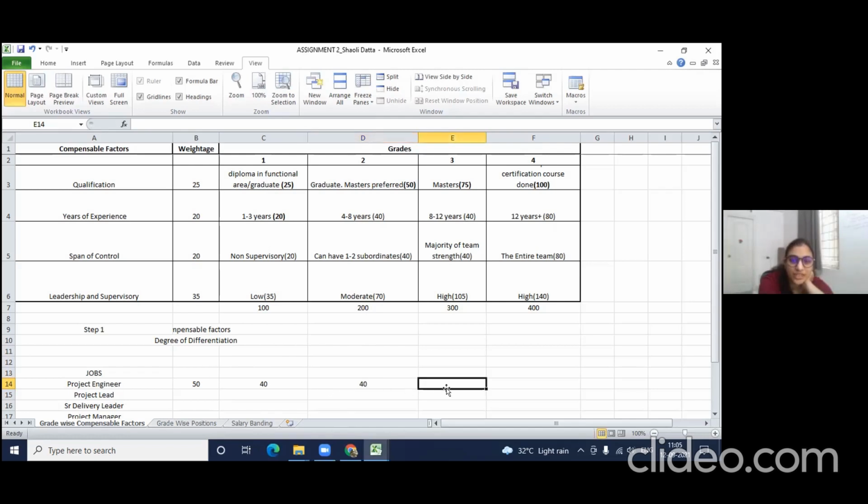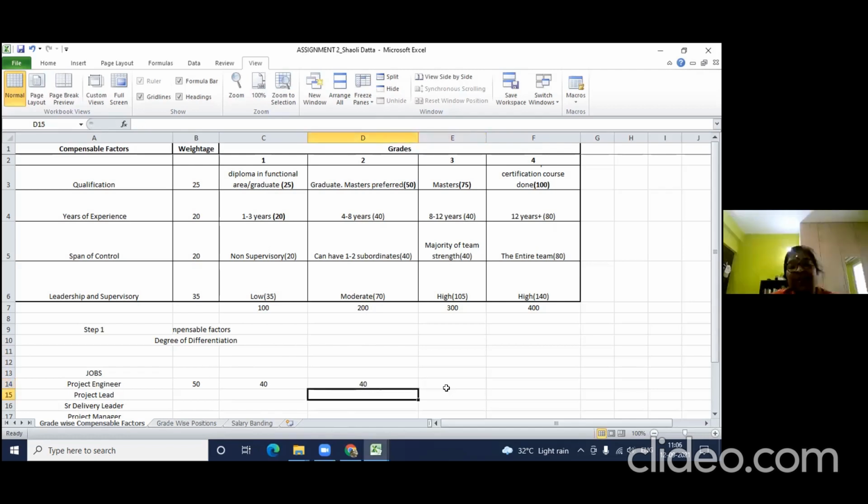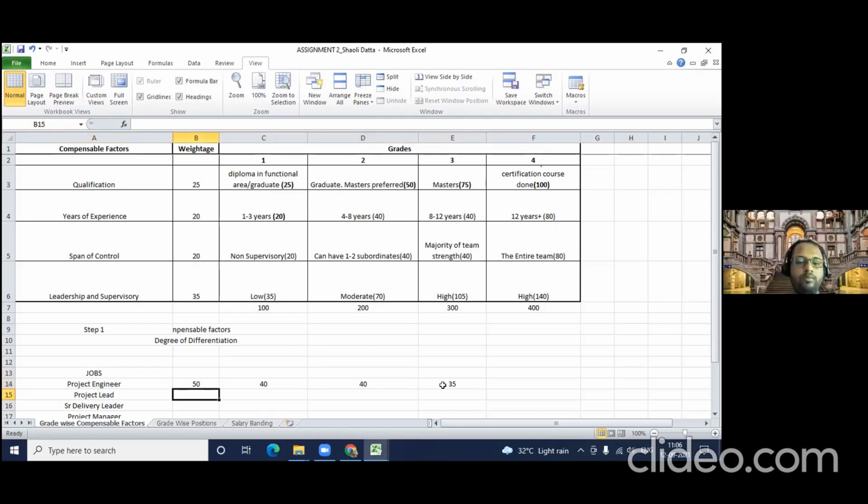Since you have done this, you can also put those compensable factor titles there, right? It will become easier for you all to understand. Project lead would be on the top, you can put names also there. Project lead, sorry, 75.